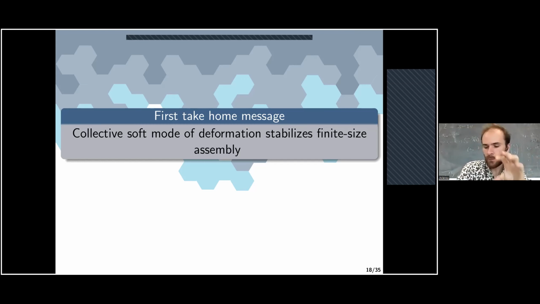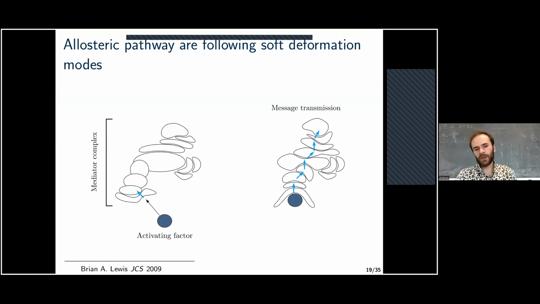And I'm making a small parenthesis because this is something that is already quite known in a different topic, which is the transmission of allosteric messages, where here I'm giving the example of the mediator complex, which is a huge complex of many proteins.